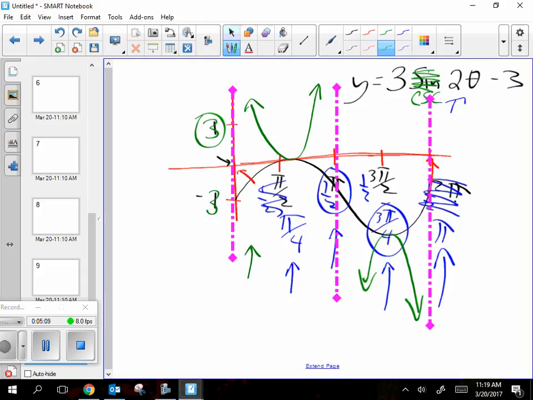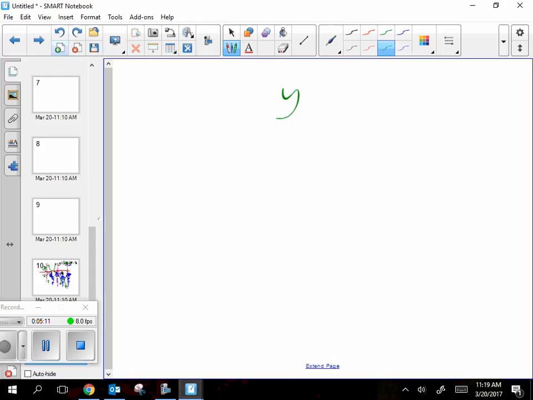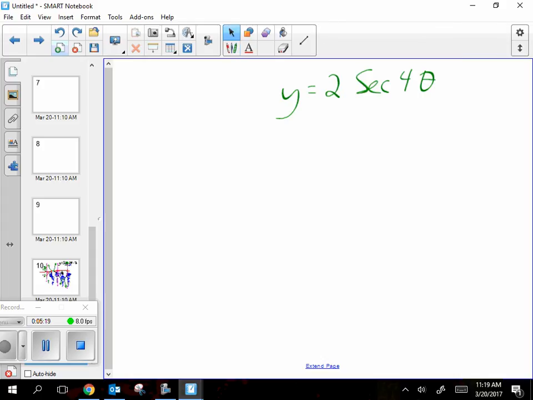All right, let's give you another one that's similar to that. Let's say I asked you to graph 2 secant of 4 theta. We won't make it do anything more like move up or down or whatever. We'll just try that one. Again, by asking you to graph secant, I know you're really not going to graph secant. You're going to start by graphing cosine. All right, I'm going to pause for a second while you give that one a try.